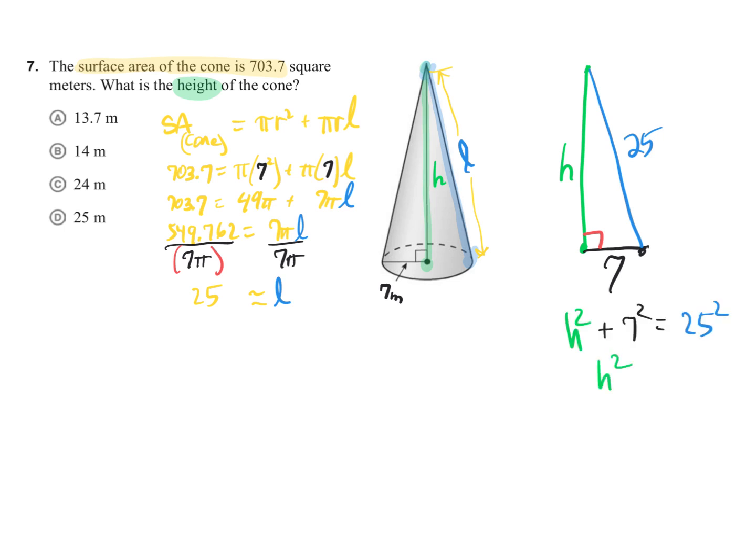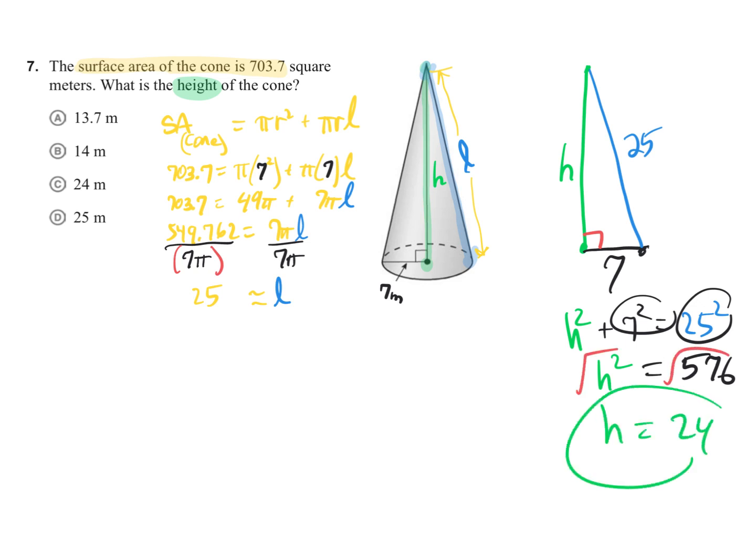So when we subtract 7 squared from the left, it's gone, and 7 squared from the right, this is 625, take away 49, which gives us 576. And taking the square root of both sides, we have the answer. The height is 24. Choice C.